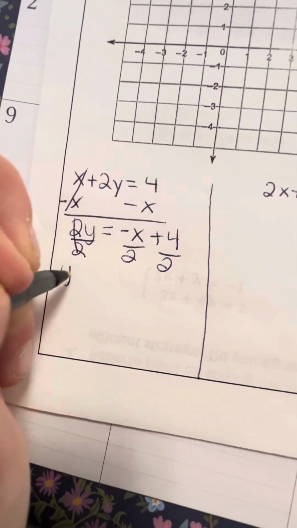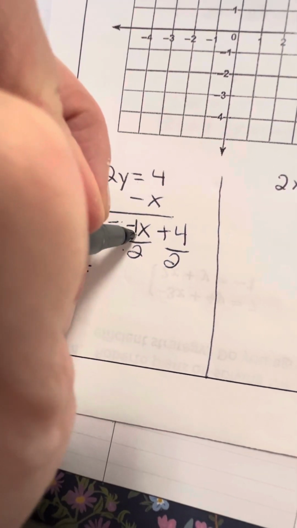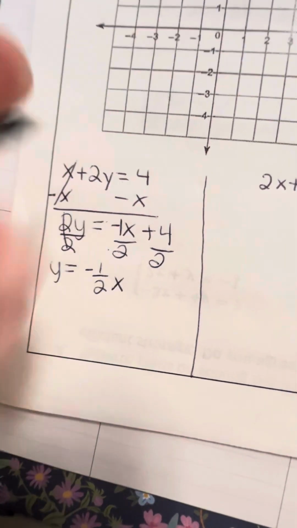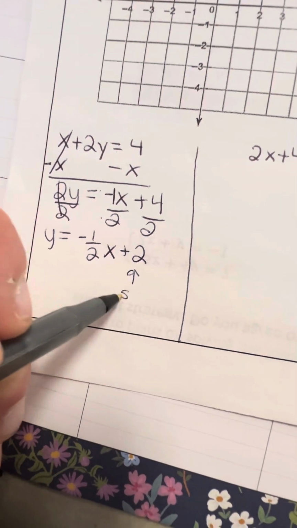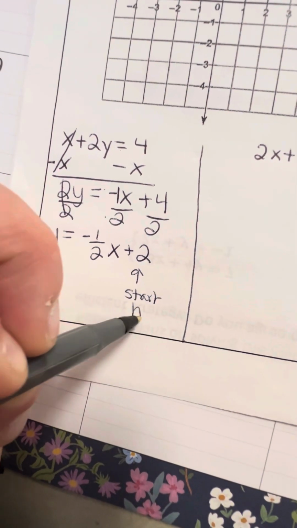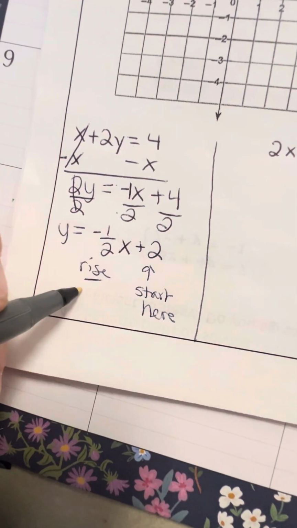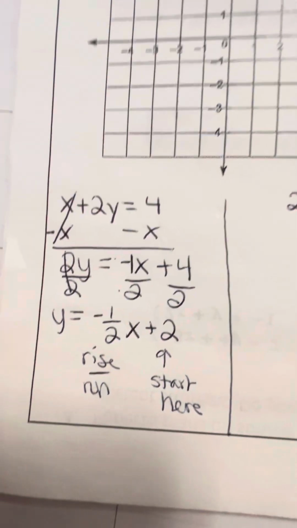So we're just going to have y is equal to, now we don't have a number here, so that means that it is -1. So we're going to have -1/2 x. And then 4 divided by 2 is +2. That's where we start, right here with this +2. And then we're going to use the rise, in this case a -1, over our run, which is the 2. So let's start with graphing that part.